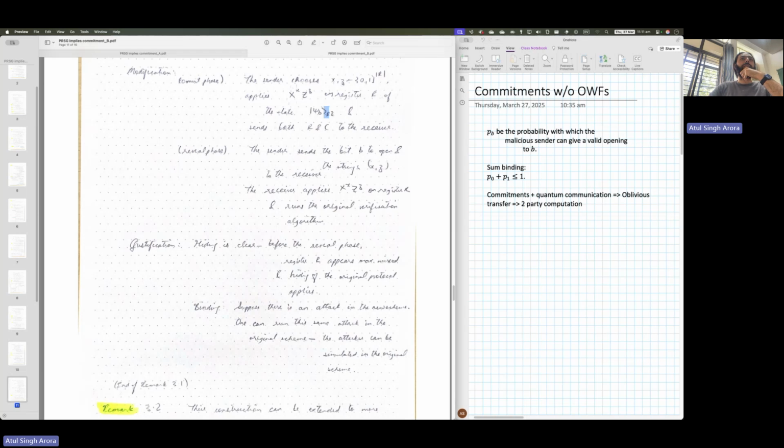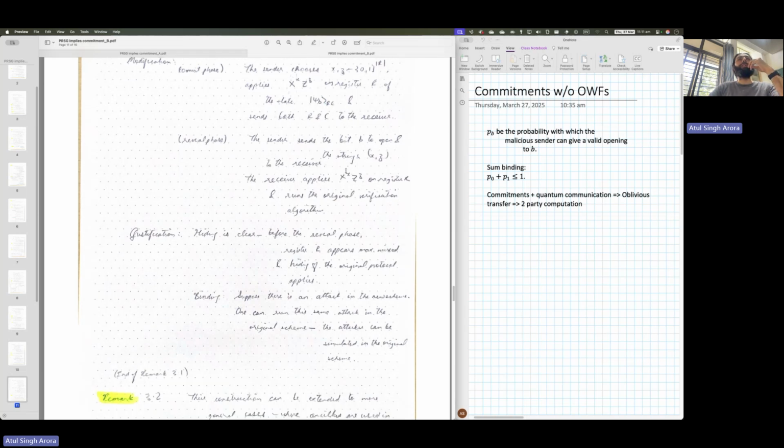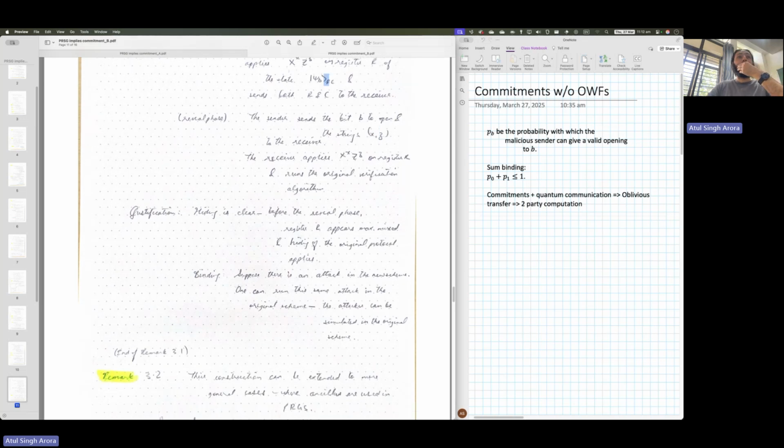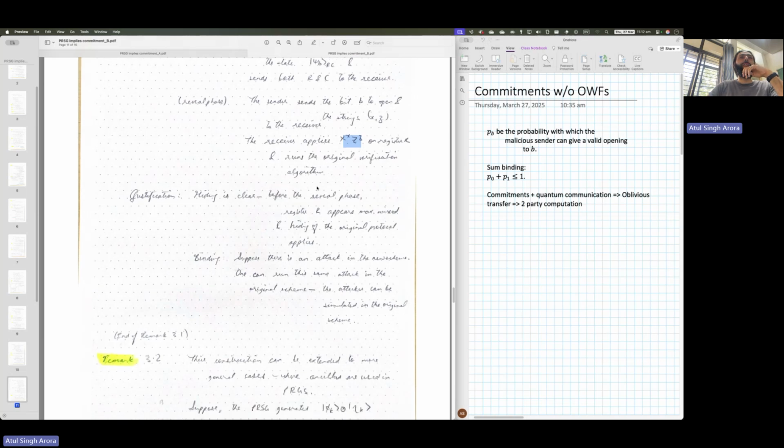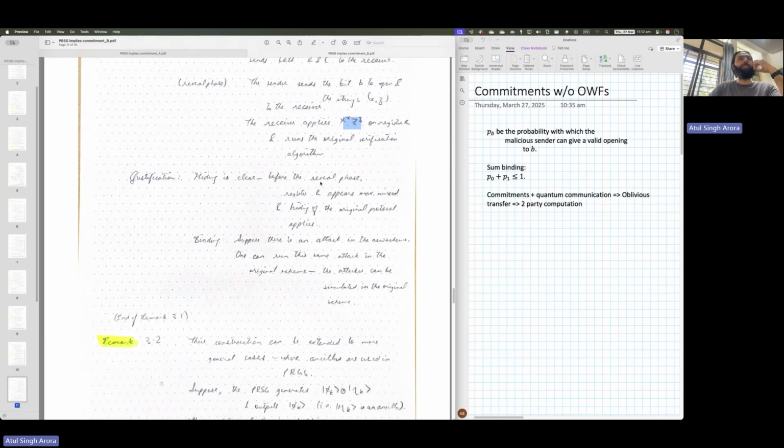So instead of sending just register C, you send both R and C. And when you want to open, you open by sending the bit B and the classical strings X and Z corresponding to the Pauli pad applied on register R. The receiver can then undo the one-time pad, and you're essentially in the same position as the original protocol, so you run the original verification algorithm. Now, hiding is clear, right? Because before the reveal phase, the register R is essentially maximally mixed, right?